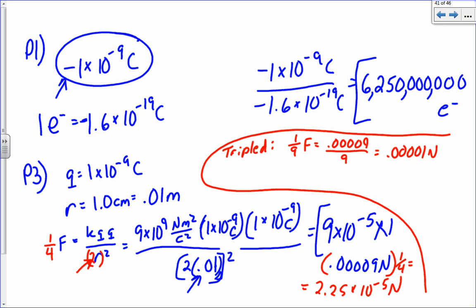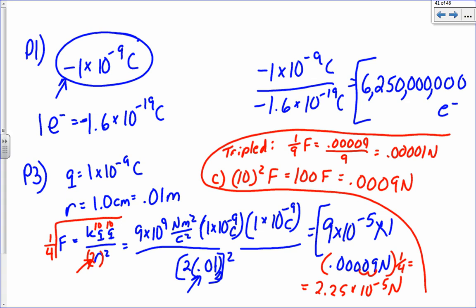What if the charges are increased by a factor of 10 and the separation is kept? All right, so if I increase these charges by a factor of 10, I have a factor of 10 on both Q's. That means, this is part C, I'm going to increase my force by a factor of 10 squared, which is 100 times F, which is going to be 0.0009. I moved that decimal place over 2 places. 0.009 newtons.